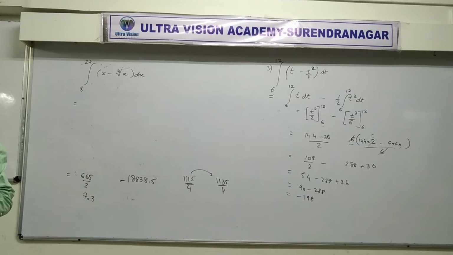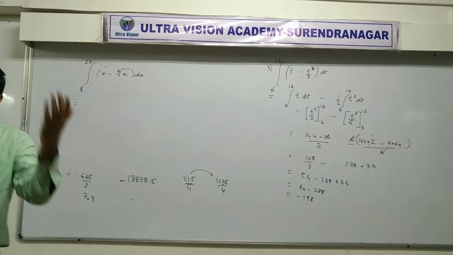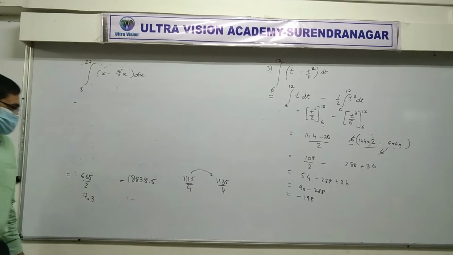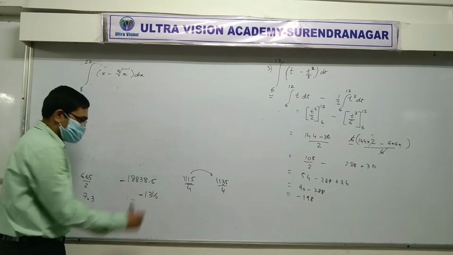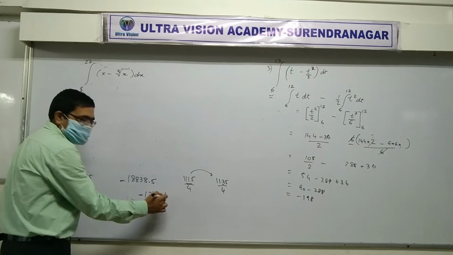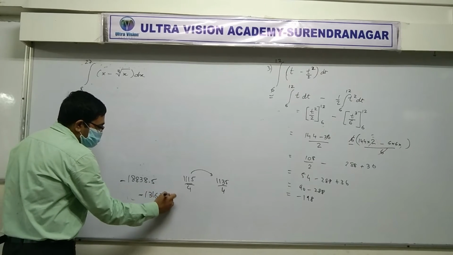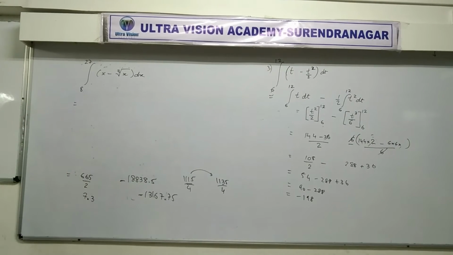Sit down. Monthly, what's your answer? Same team? Any other answers, anyone? Yes? Minus 1, 3, 1, 6, 7.75. Who gets this answer? Okay. Anyone else? Fine. Sit down.